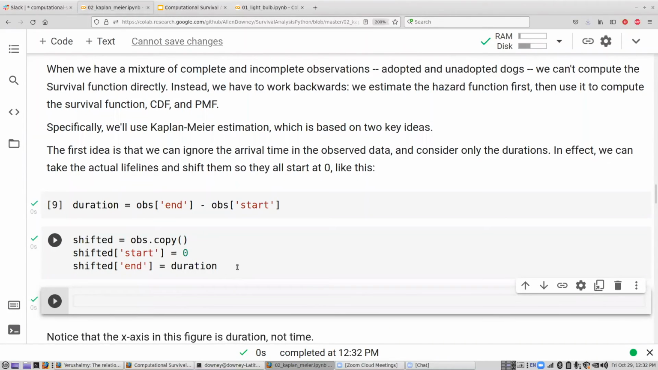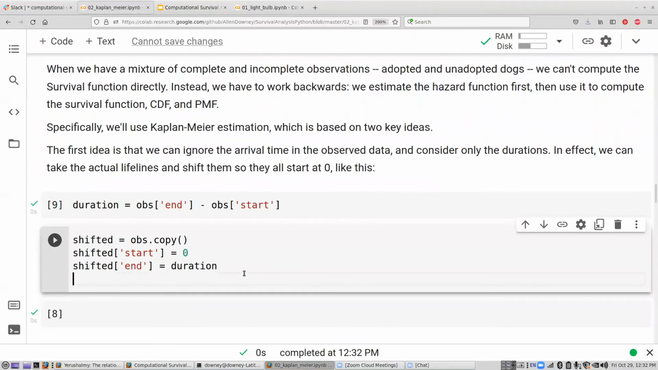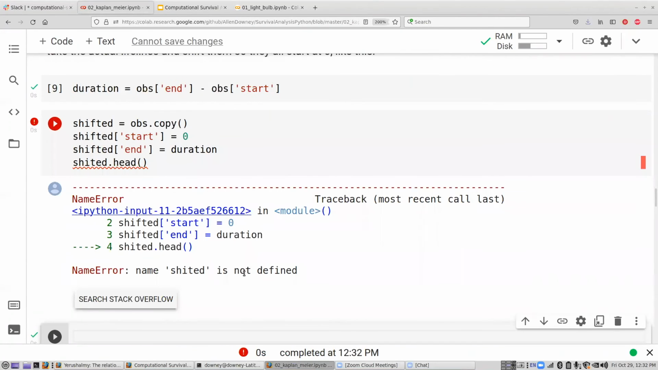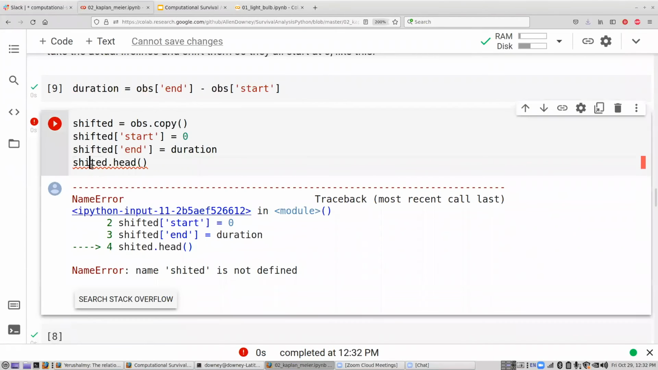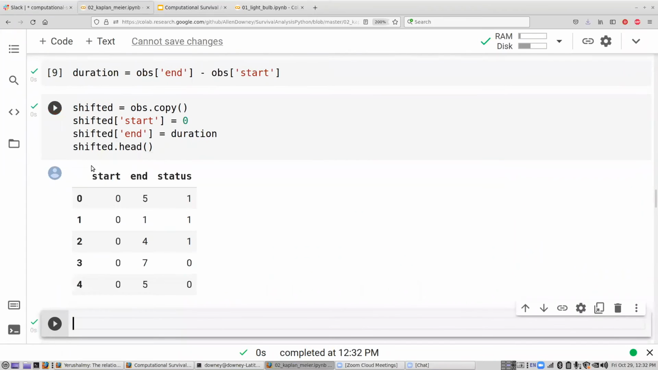Okay. And we can see what that looks like. Shifted bracket, dot head. Yeah, shifted. All right. So again, I'll give you a second to catch up with the typing.